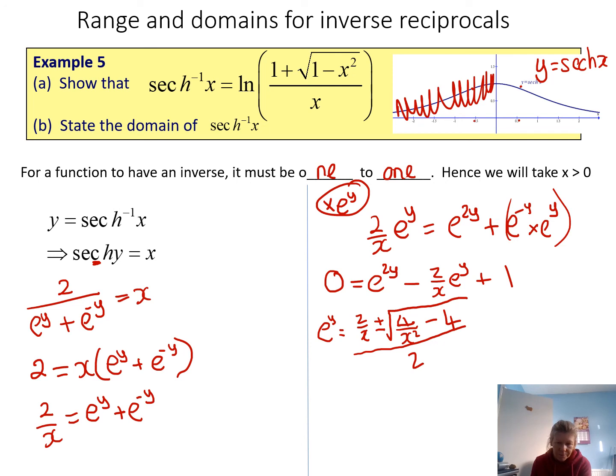So I'm going to write that as, before I whip over, e to the y equals 2 over x plus or minus the square root, and I'm going to put these over a common denominator of x squared. So we'd have 4 minus 4x squared, wouldn't we? All of that over 2. Now we jump to the next slide. The only difference is I'm going to pull out a 4 and pull out the x squared.